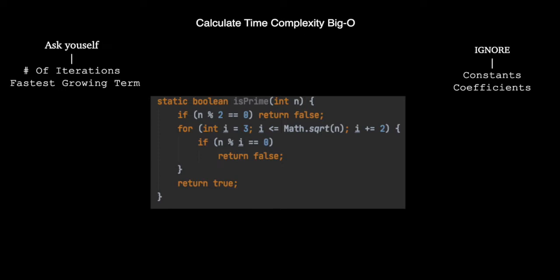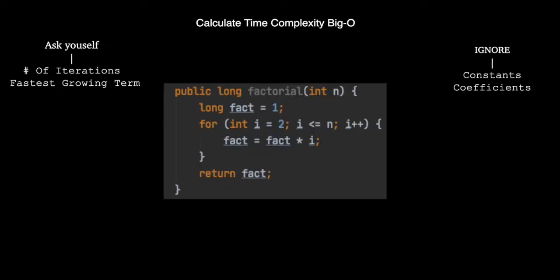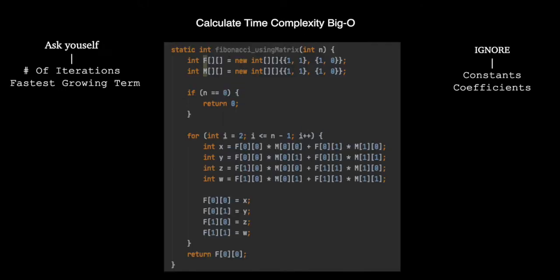Next, factorial, number of iterations. Ignore the definition long fact equal 1. Go right into the for loop from 2 to n. Number of iterations, n, complexity of n. Next, Fibonacci using matrix. You just go right into the iteration. Number of iterations we have from 2 to n minus 1. Iteration is going to be n, so your time is O of n.